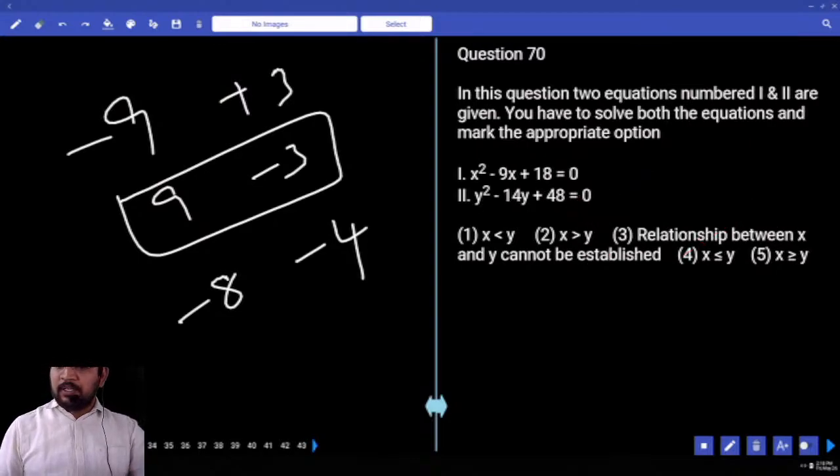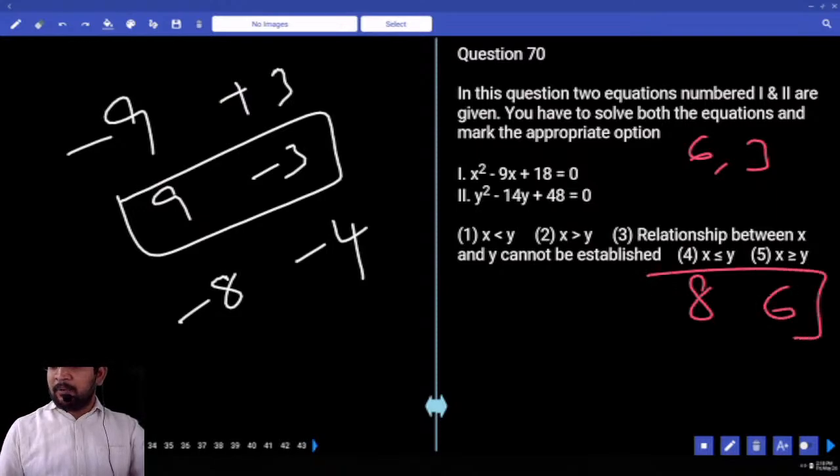Next one. Tell me 6, 3. Next, 8, 6. Y is always greater, but sometimes equal. So your answer is x less than or equal to y.